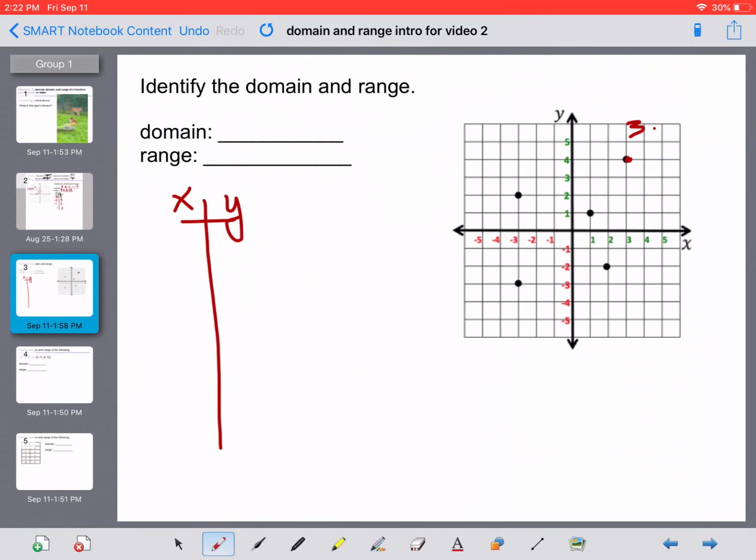That first point appears to be at 3, 4. We've got a point here at 1, 1. This guy is down at 2, -2. We've got a point at -3, 2. And our point down here in quadrant 3 is actually -3, -3. Okay. Now, once I've got that, I'll go ahead and write those into my table.